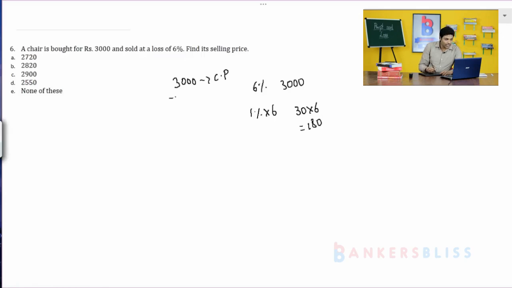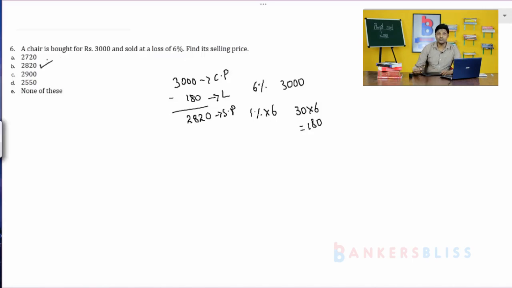So you subtract 180 from 3000. So 3000 minus 180 gives 2820. That is the selling price, and you are subtracting the loss here. Very simple. They have given the cost price and mentioned that 6% is the loss. You always calculate 6% on the cost price. 6 3s are 18, so 180 is the amount. After subtraction you end up with 2820, that is option B.